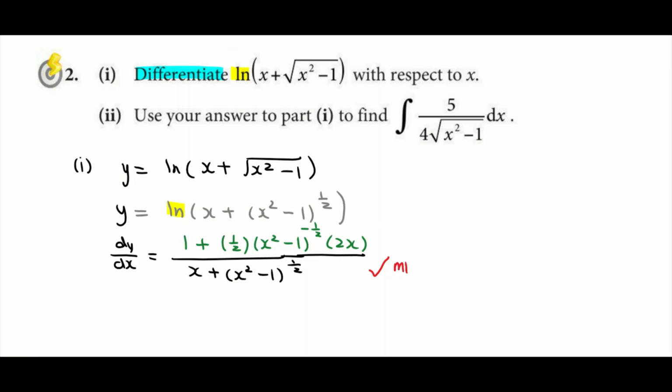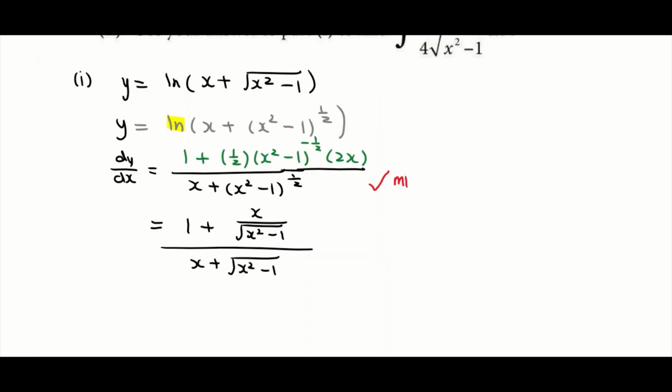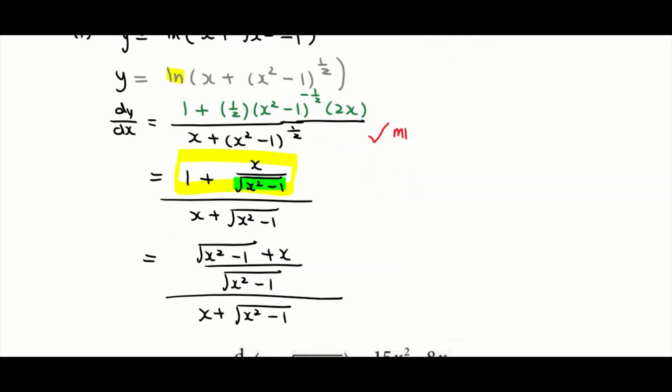Let's continue to simplify it. I simplify and change everything back to roots. Now, you have to recognize that I can further simplify. A hint would be combine the top into one fraction. How I do this is I use the common denominator, root x squared minus 1. This looks a bit complicated, but I am actually just simplifying into one fraction with a common denominator.